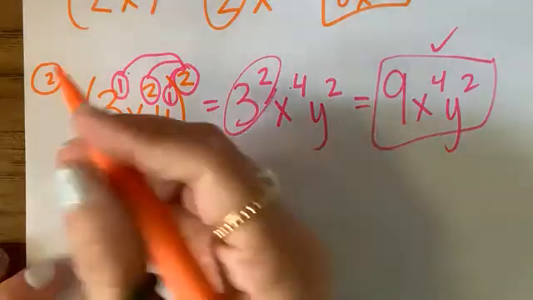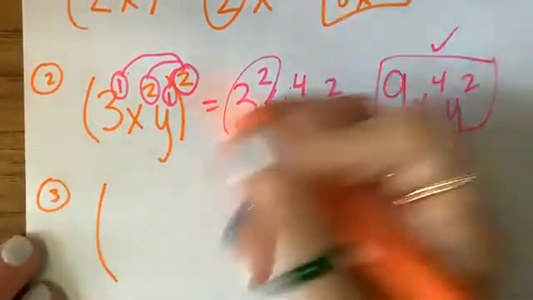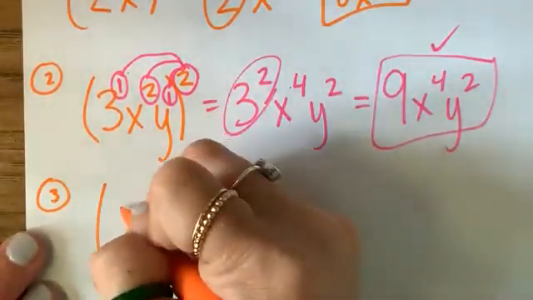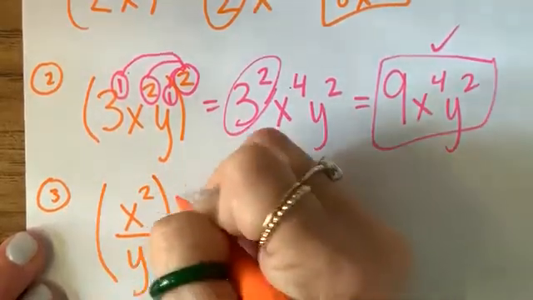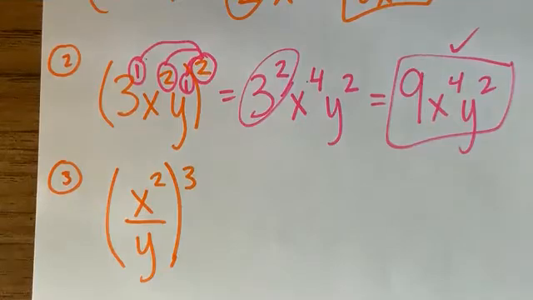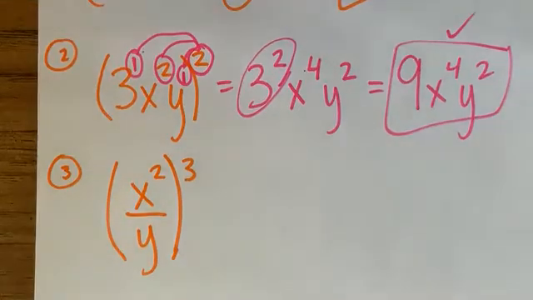Okay. Now, I'm gonna give you a fraction inside here. X squared divided by y raised to the 3rd. I'm going to say this, you multiply that outside exponent to all exponents in the parentheses. All exponents in the parentheses. Yes, all right, y'all are so smart.